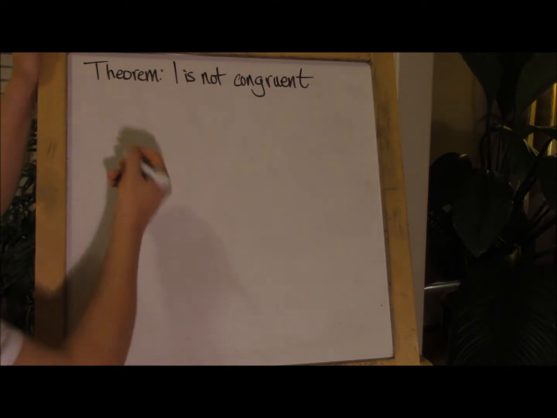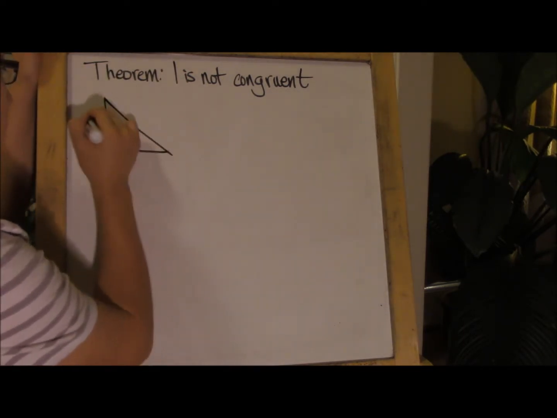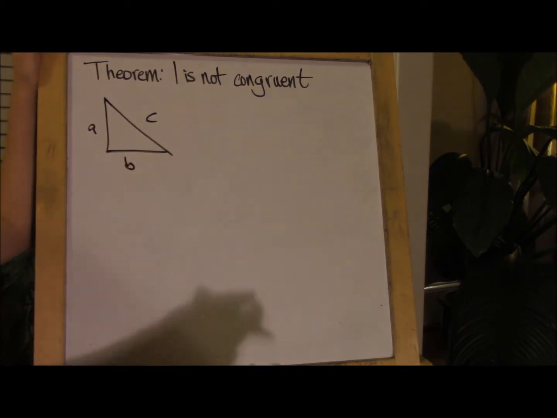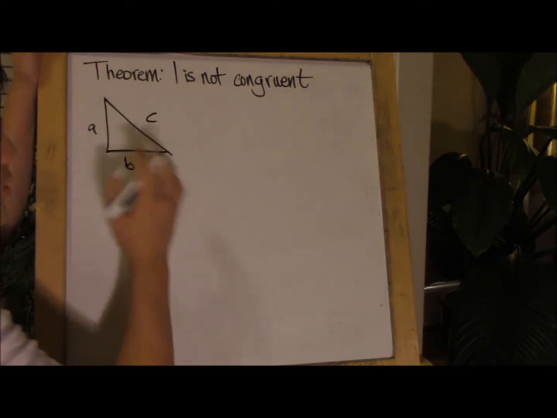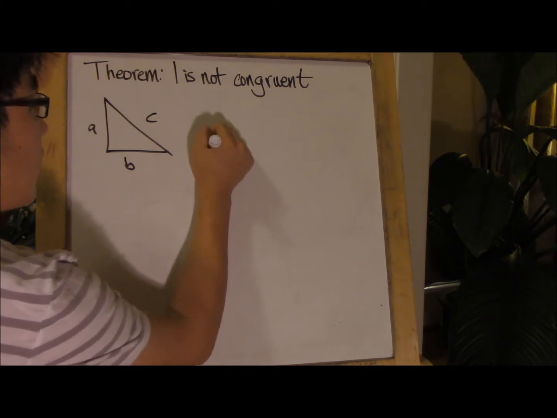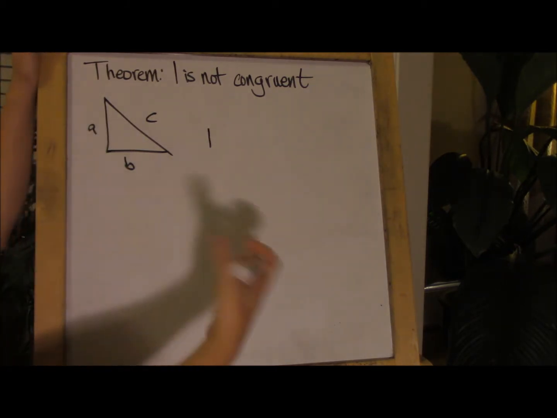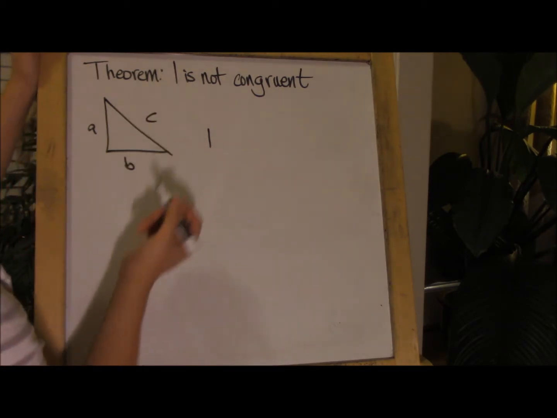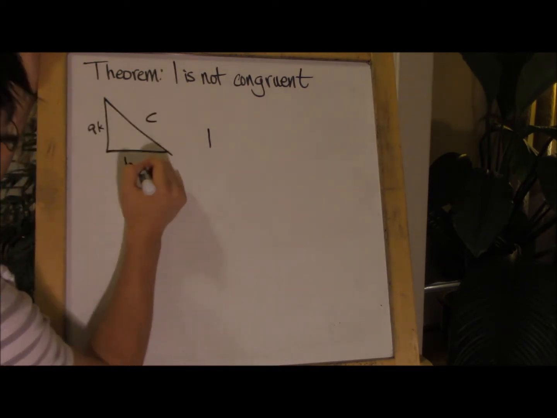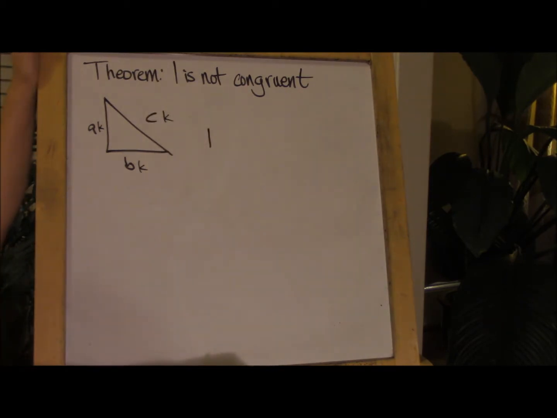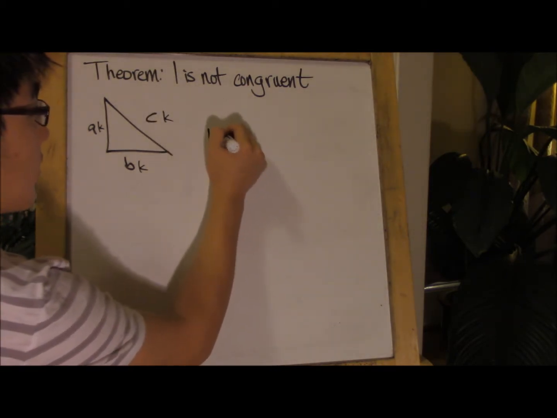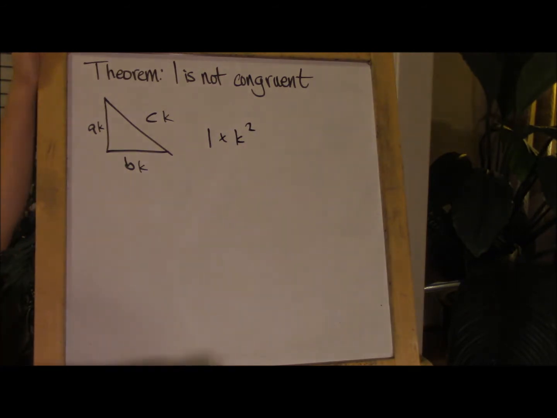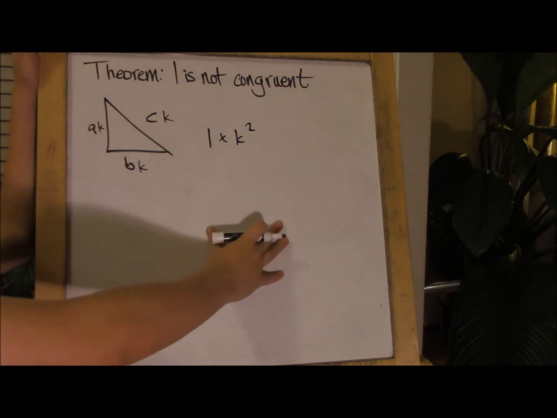Like for example, let's just say we had a, b, and c arbitrary numbers, and their area, which is an important number, is equal to 1. We can create any other triangle with area of a perfect square. We're multiplying these by, let's say, some factor k: ak, bk, ck. Our area would become 1 times k squared, and since k can be any integer, that means that any perfect square is not going to be a congruent number.